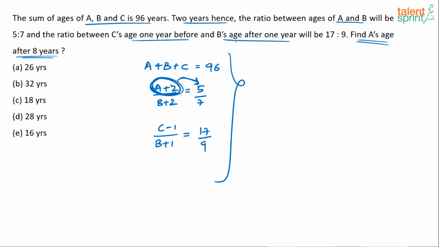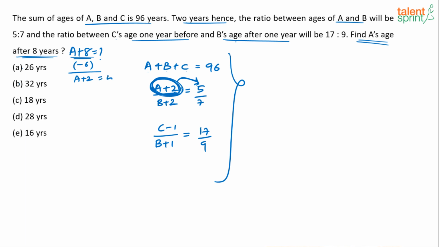The problem is all the options here are equivalent to A plus 8, because that's what is required. The question is asking us to get A plus 8, A's age after 8 years. So all the options are in the form of A plus 8. So A plus 8 is 26 according to option A. A plus 8 is 32 according to option B. A plus 8 is 18 according to option C, and so on. But then you know that A plus 2 should be a multiple of 5. How do you get A plus 2 from A plus 8? Subtract 6. That will give me A plus 2.